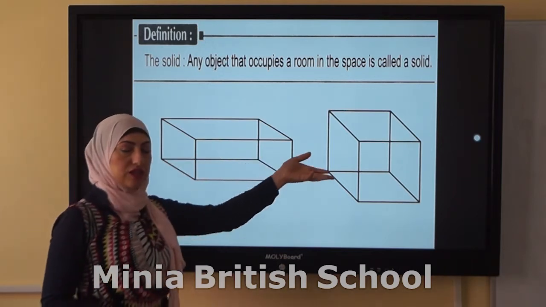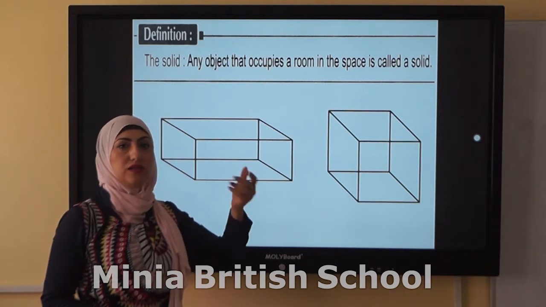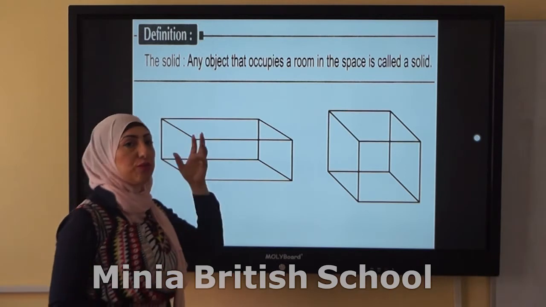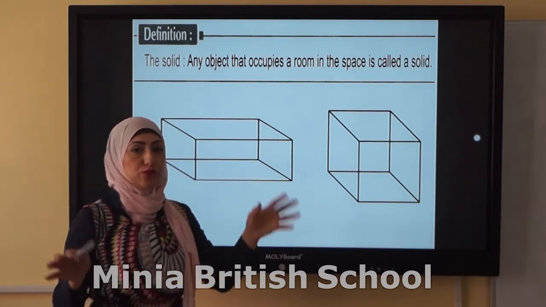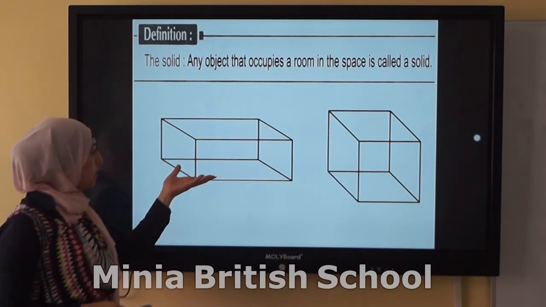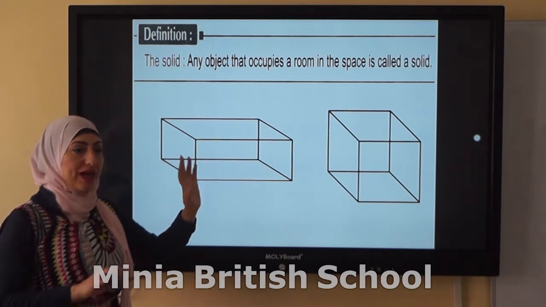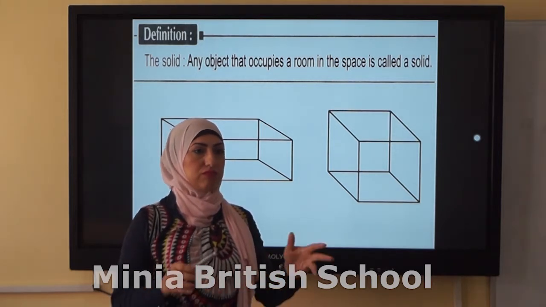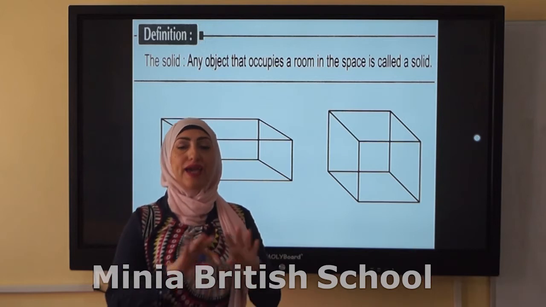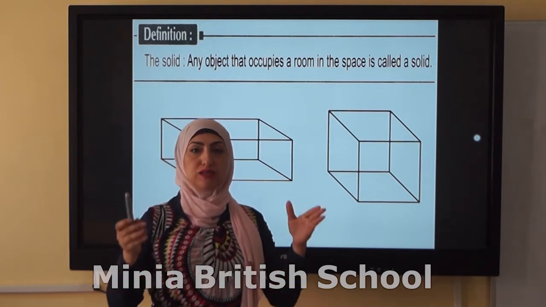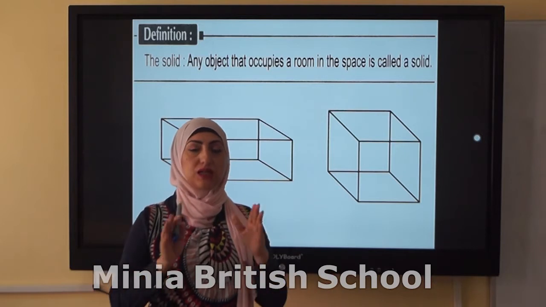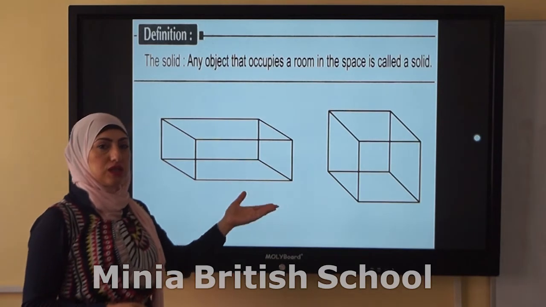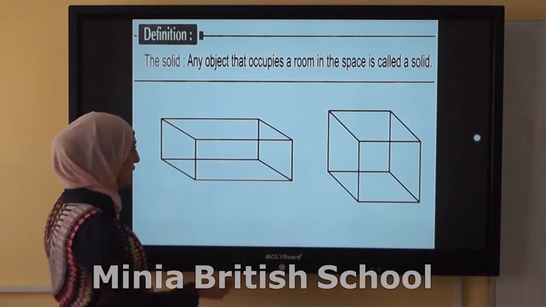As solid, as we had in grade 3. The solid is any object that occupies a space in the room. Okay? So this is called a solid. Any object: the chair, the table, the car, the shoes. Any object that has a space in a place is called a solid. This year, we will study the cuboid and the cube only.